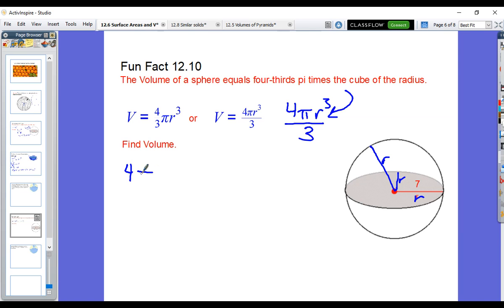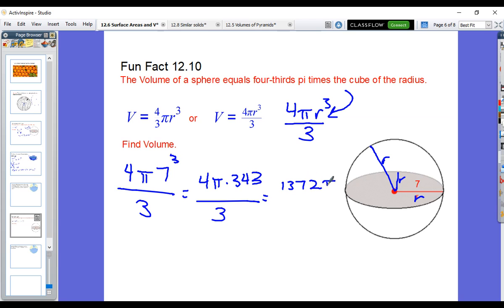So we'll do 4 pi 7 cubed divided by 3. We simplify that and get 4 pi times 343 over 3. We multiply the top, 343 times 4, and we get 1372 pi over 3. This is exact form as well because 7 plus 3 plus 2 plus 1 is 13, which is not divisible by 3. The units are cubed. Remember, cubic units. We can stop right there, and we're good.